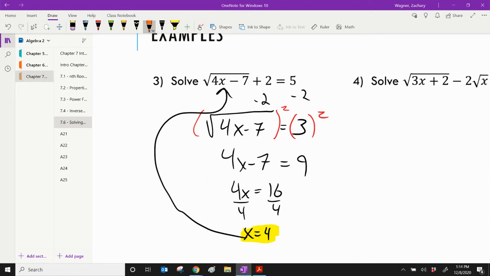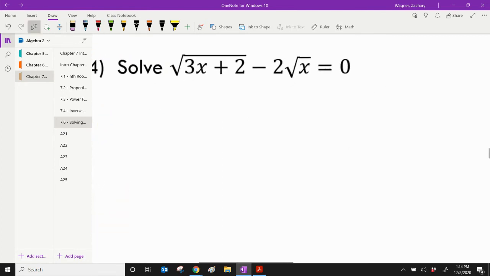So, the way we check this: root of 4 times 4 minus 7, plus 2 equals 5. 4 times 4 is 16. 16 minus 7 is 9. The square root of 9 is 3, and 3 plus 2 is 5. This checks out. Very nice. We move on.